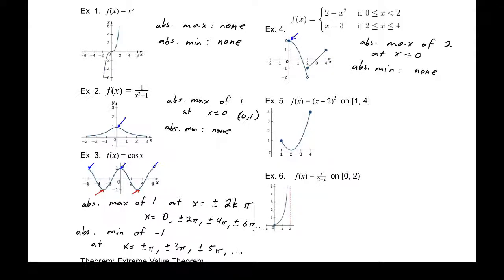Example 5, x minus 2 quantity squared. Again, this is on a closed interval. So an absolute maximum of 4 at x equals 4. And then we have an absolute minimum of 0 at x equals 2.